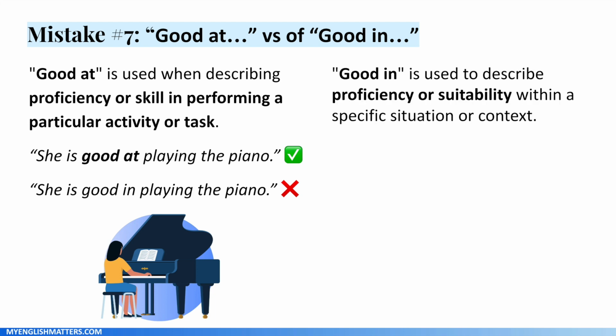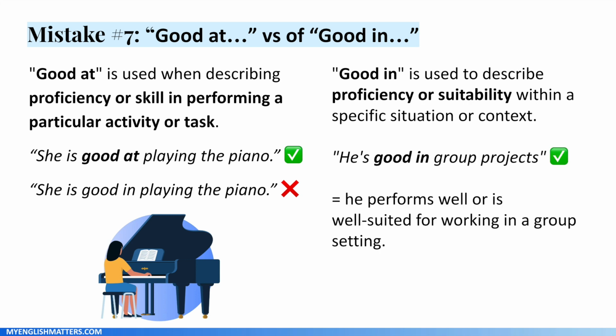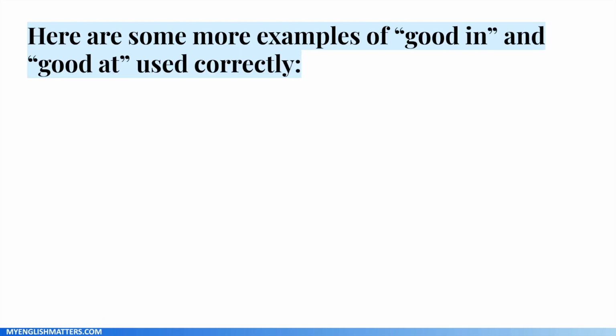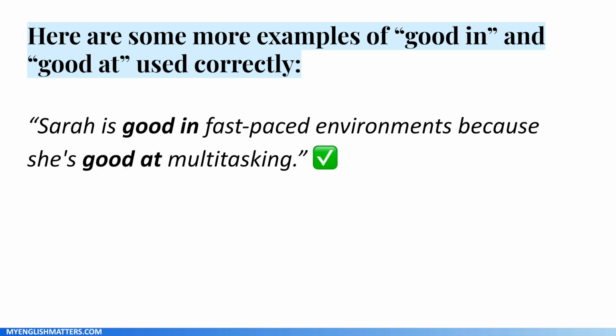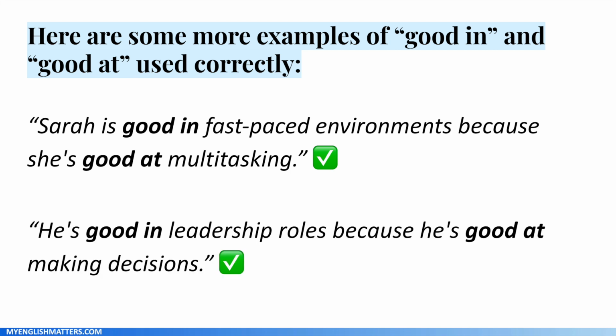Good in is used to describe proficiency or suitability within a specific situation or context. For example, "He's good in group projects" means that he performs well or is well suited for working in a group setting. Here are some more examples of good in and good at used correctly. Sarah is good in fast-paced environments because she's good at multitasking. Here's another one. He's good in leadership roles because he's good at making decisions.